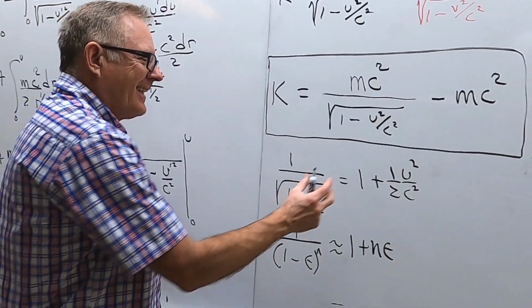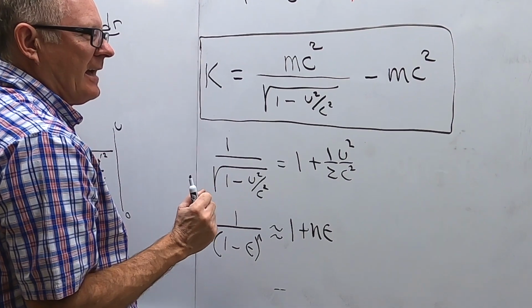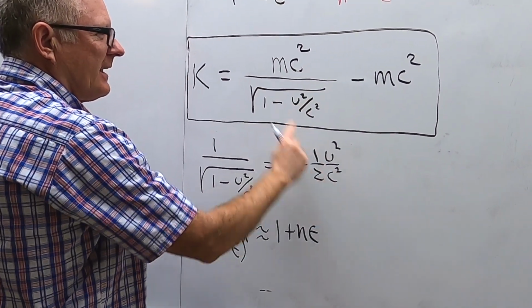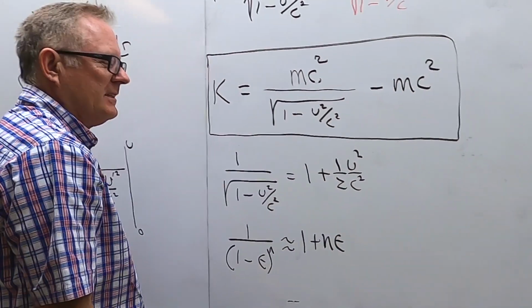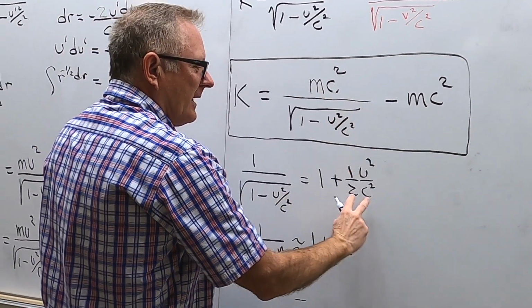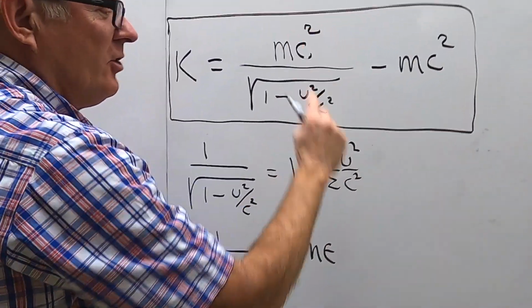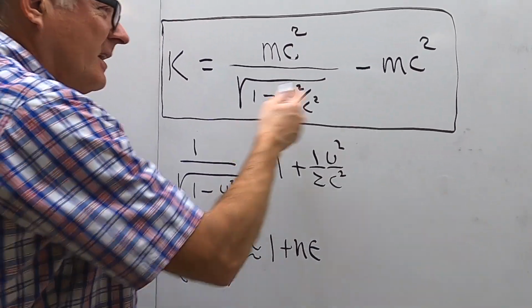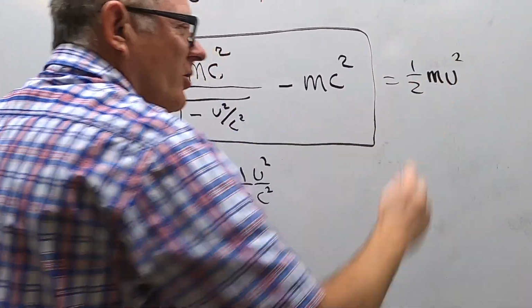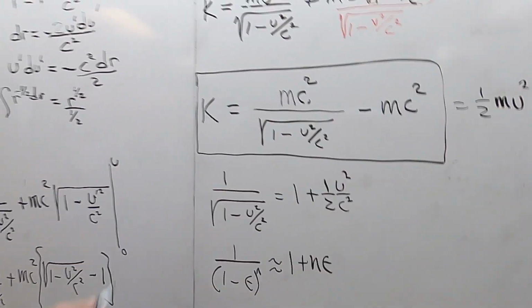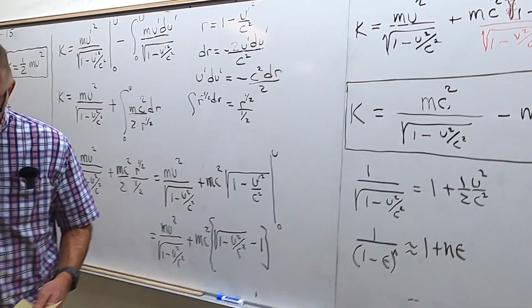Now, if I take this and replace it with 1 over this and replace it with that, you notice when you multiply this together, the mc squared will subtract off and you'll get no mc squared. And then when you multiply this times this, the c squared is gone and you get 1/2 mu squared. So this does equal 1/2 mu squared when you're going slow, but this is what it looks like when you're going fast.